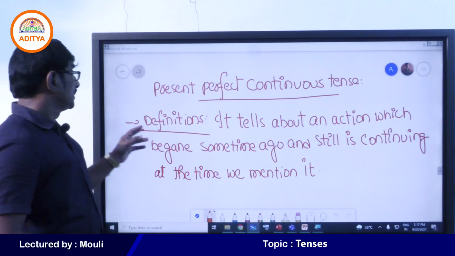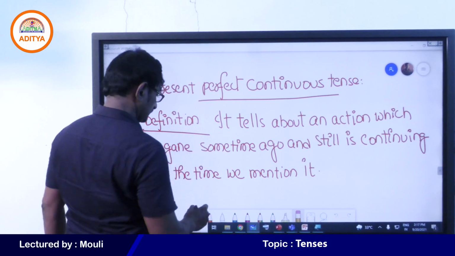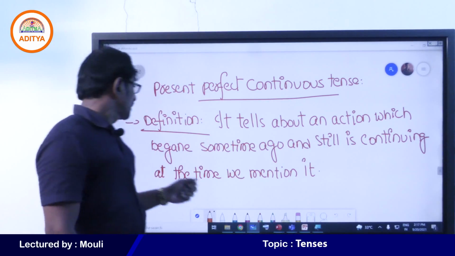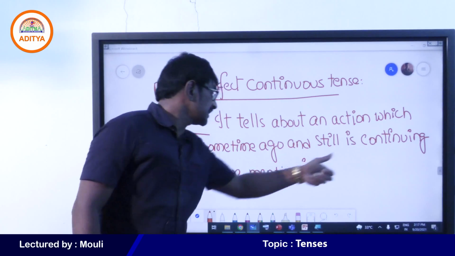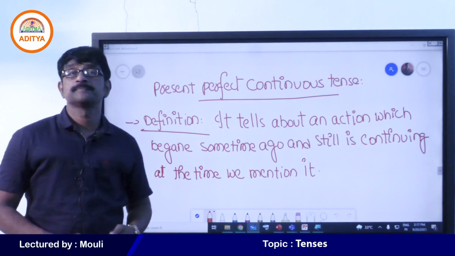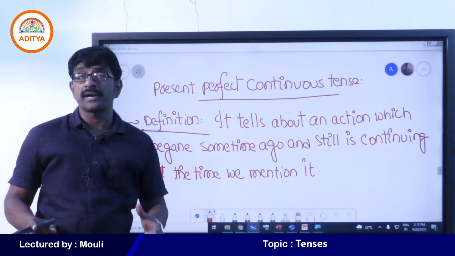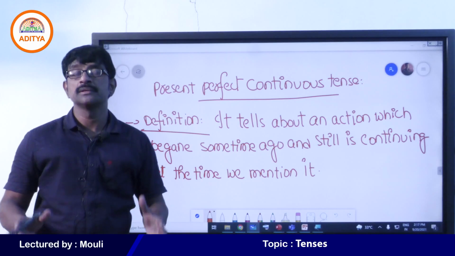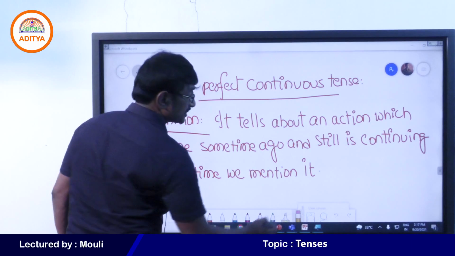I'll tell you the definition. It tells about an action which began some time ago and still is continuing at the time we mention it. That's it. Let us verify how the present perfect continuous tense works. Let us have a glance at it.